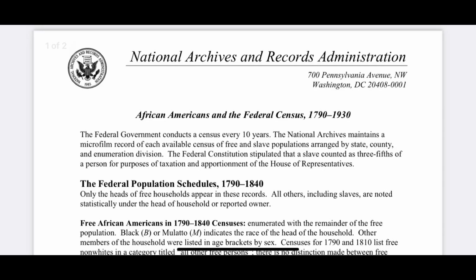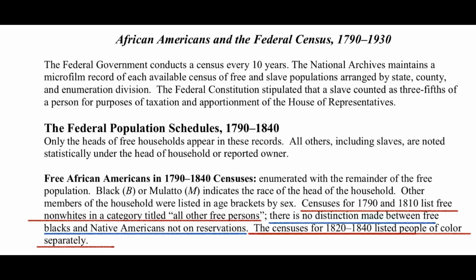Now, we already looked at this in the last video, but I want to look at it again because this is going to corroborate with something that I will be showing you shortly. We're down where it says free African Americans in 1790 through 1840 censuses. We're going to skip forward a little bit. It says censuses for 1790 and 1810 list free non-whites in a category titled All Other Free Persons.